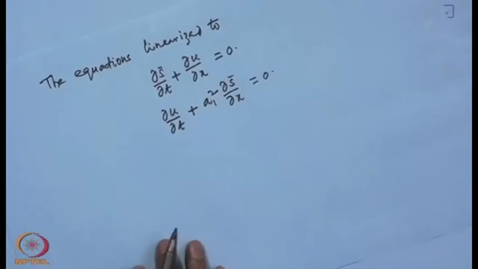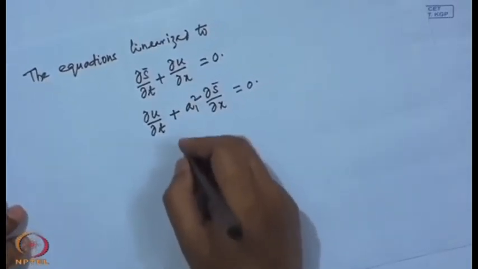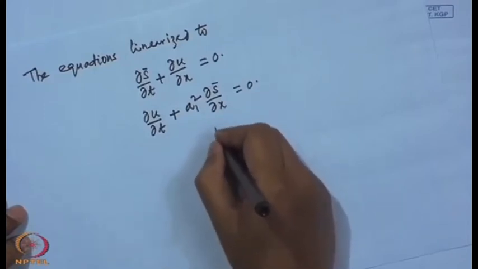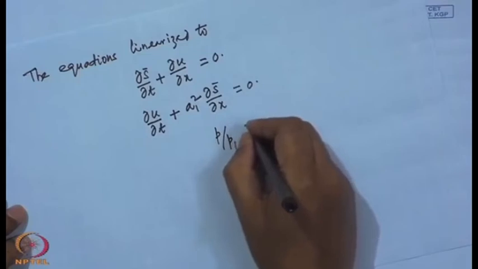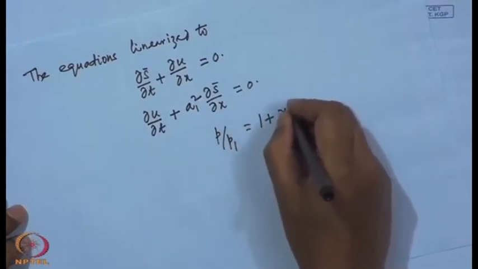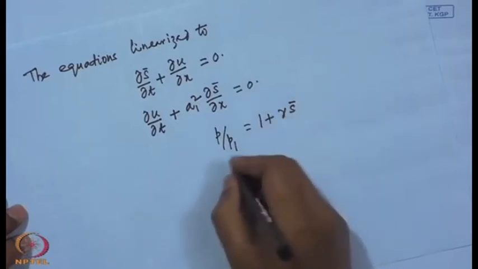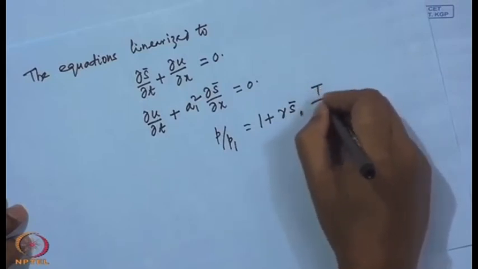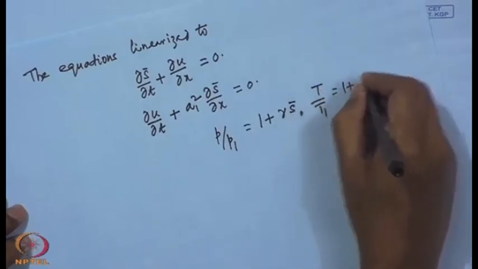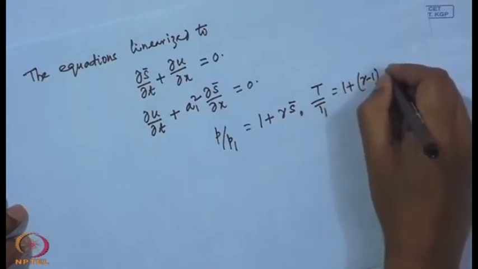or sound waves, that is the sound waves produces a very small disturbance, a situation like this, and hence the equations are called acoustic equations. Also that perfect gas equations can also be approximated as P by P 1 equal to 1 plus gamma S bar and T by T 1 is 1 plus gamma minus 1.